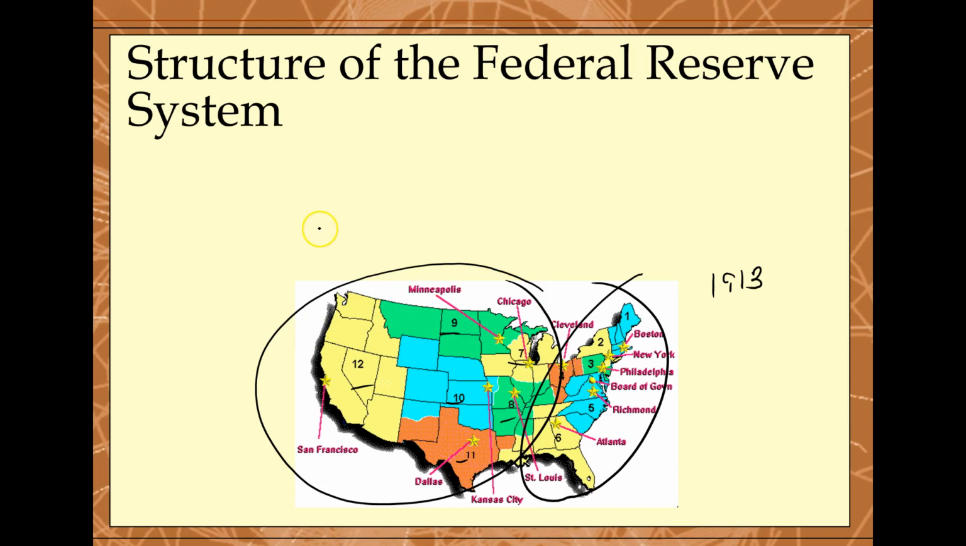Keep in mind we've got Alaska and Hawaii over here. They're part of the 12th district. So the vast majority of at least the land is not evenly distributed in terms of districts. The 12th district is headquartered in San Francisco. The 9th district is headquartered in Minneapolis, and so on. And so these cities represent the headquarters for the Federal Reserve in that particular district.